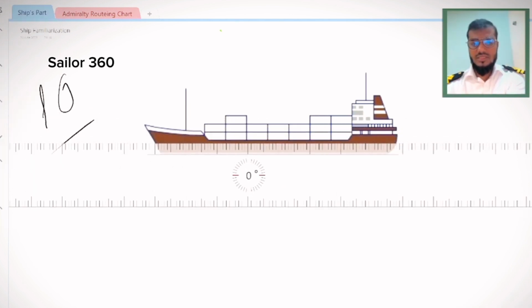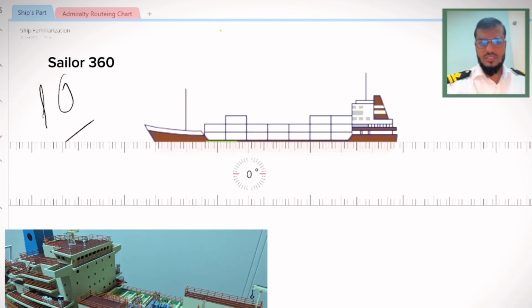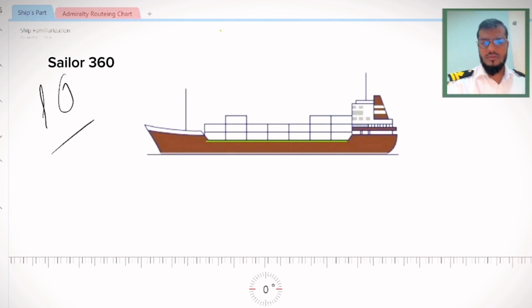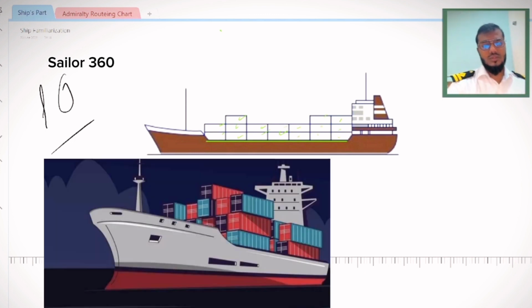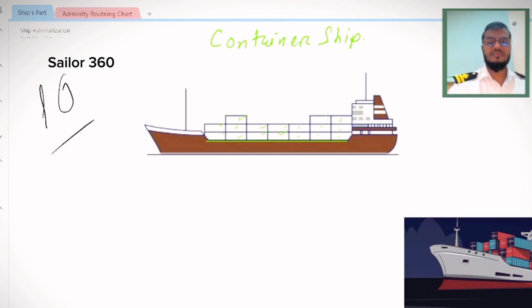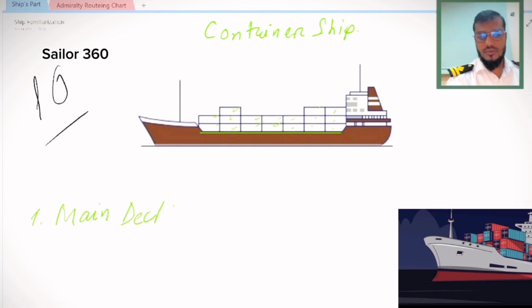You can see there is a deck. This is called main deck. And above this main deck there are container cargo. You can see ships are named as per the type of cargo it carries, so we can say this is a container ship. We have learned about the main deck.